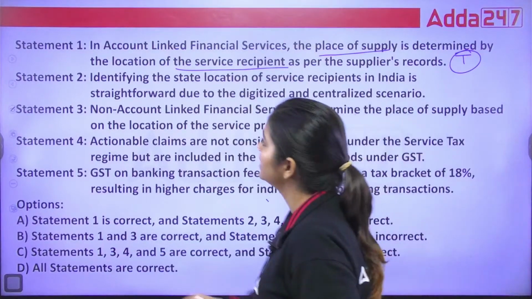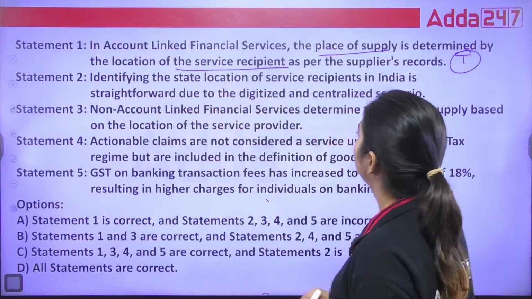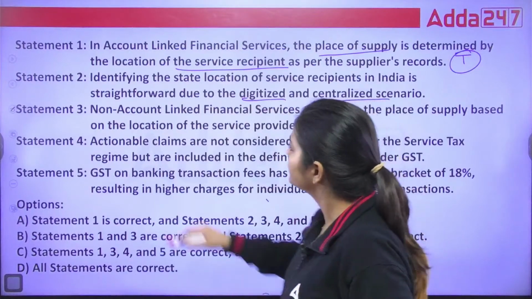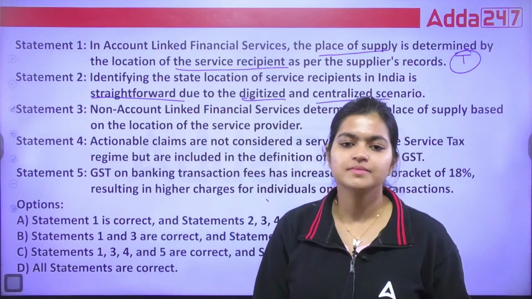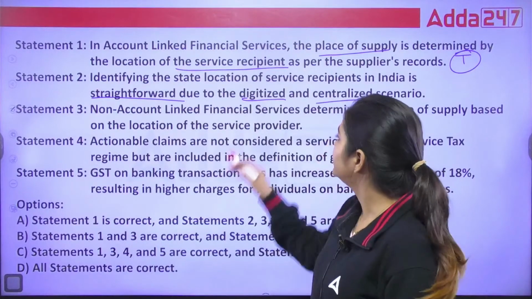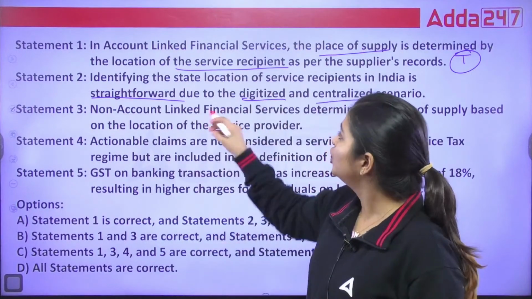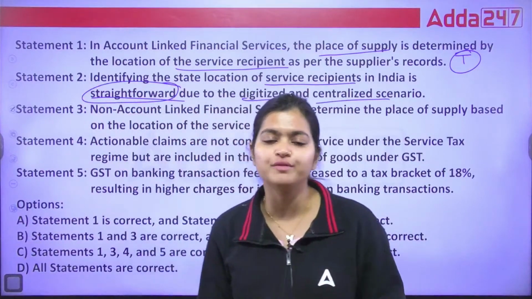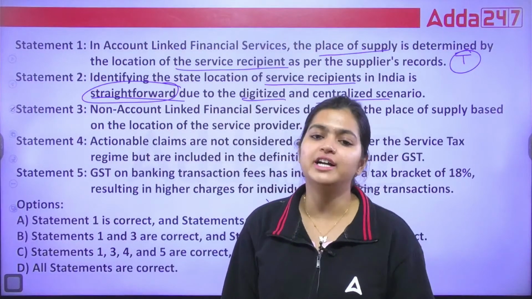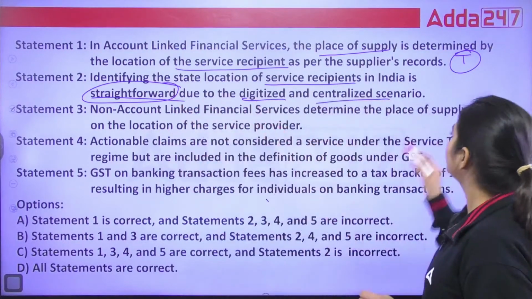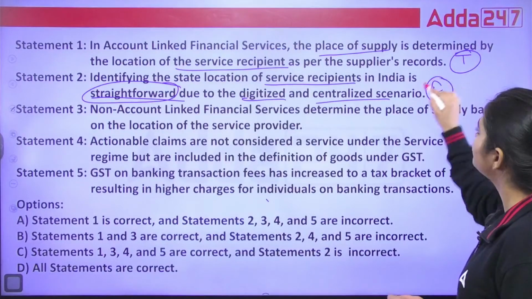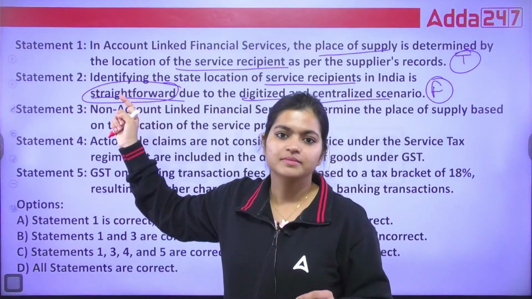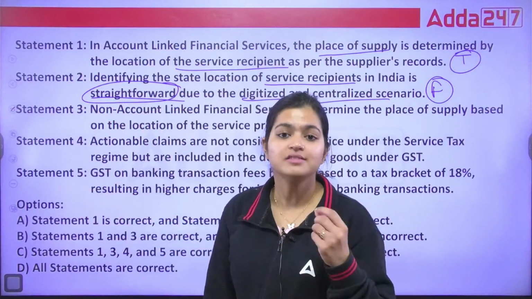Okay, let's see the next one. Identifying the state location of service recipients in India due to digitalized and centralized scenario is straightforward. But because of this digitalization and centralization, though we are getting the service recipients, that is not very easy. That is not straightforward. That is very difficult. So statement 2 is your wrong answer, or we can say this is a false, incorrect option. That is not straightforward. That is quite tough, that is difficult.